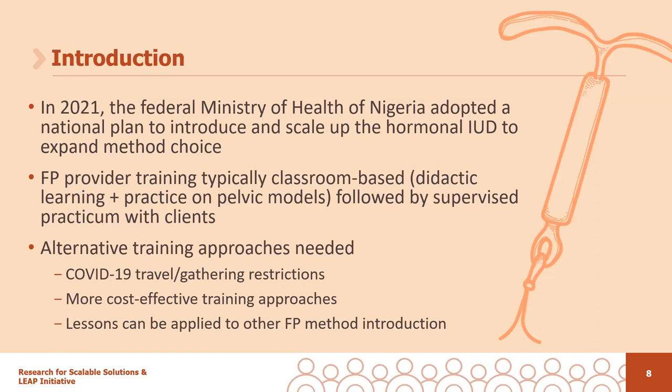Typically, family planning provider trainings in Nigeria are designed to be in two steps. There's the classroom-based learning with practice on pelvic models, followed by supervised practicum with actual clients. Trainees are then certified after sufficiently passing the set standards. For family planning providers who have experience providing a long-acting method, such as a copper IUD and or implants, adding the hormonal IUD means at least 1 to 2 days of classroom instruction and 2 to 3 days of clinical practice.